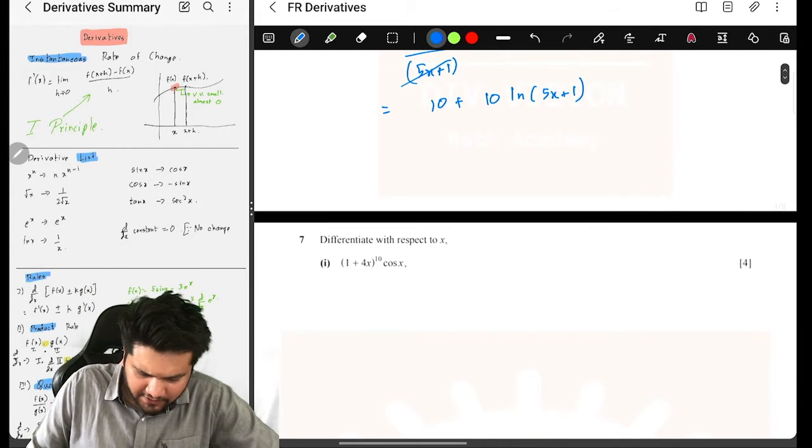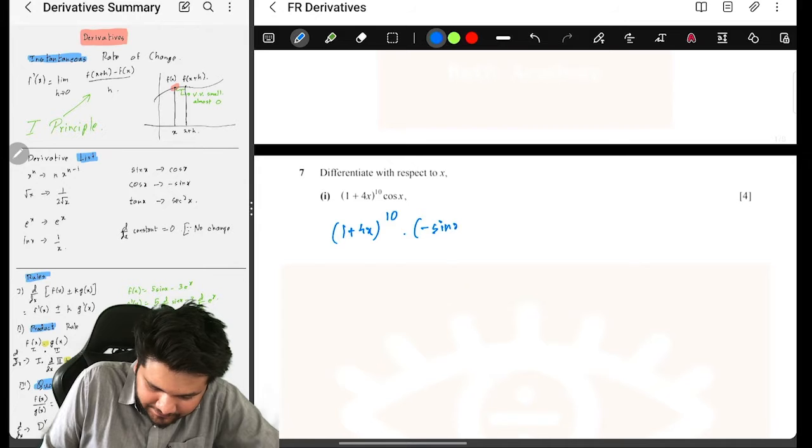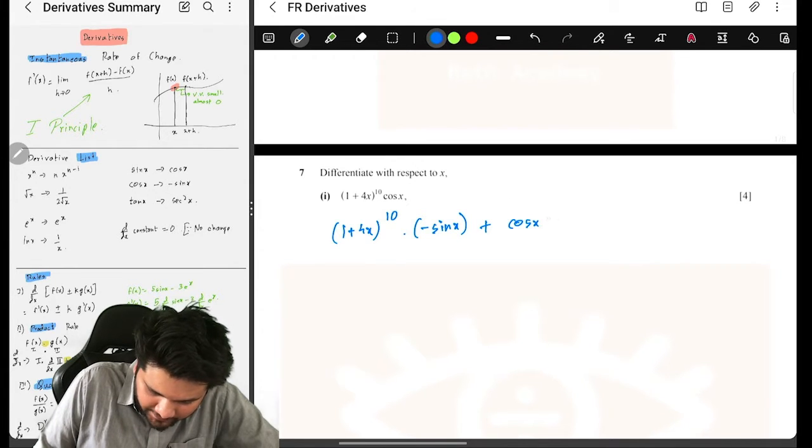Second one is differentiate with respect to x. Again, we are going to use the product rule. Again, first, so (1 + 4x)^10 into derivative of second, which is minus sin x, plus cos x into derivative of (1 + 4x)^10. So it's going to be 10, like, x to the power of 10. So 10(1 + 4x)^9 into derivative of whatever is inside. So derivative of 1 + 4x is nothing but 4.